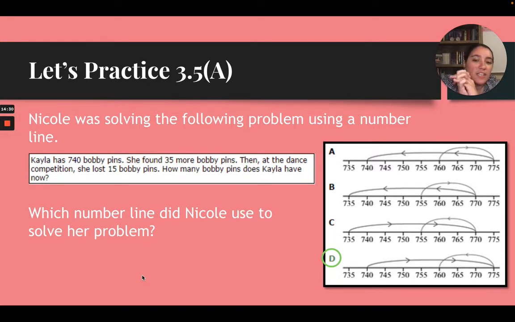And I know it says she found 35 more bobby pins. So that means she's going to add to that, which means I'm between A and D. So it has to be D because that's adding from 740, whereas A up there was actually subtracting. So we can even just do process of elimination with this one.